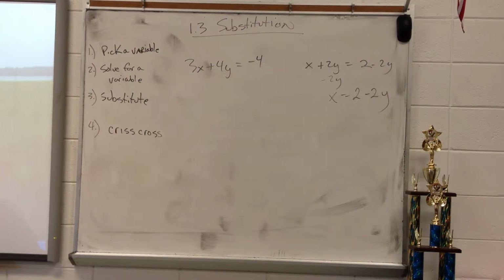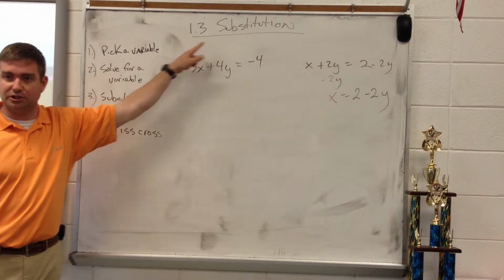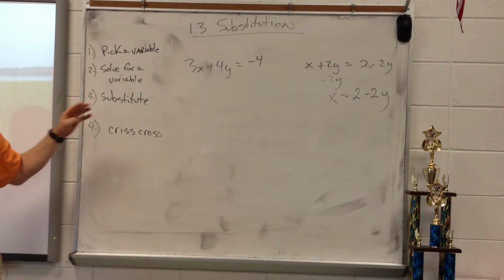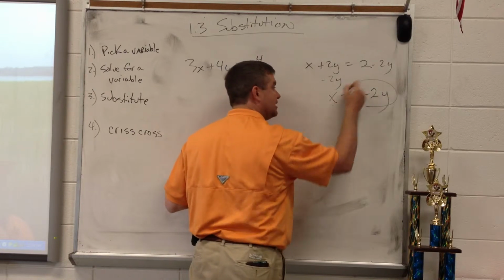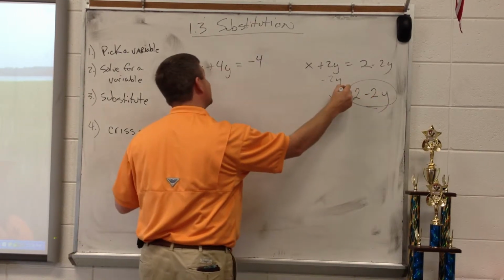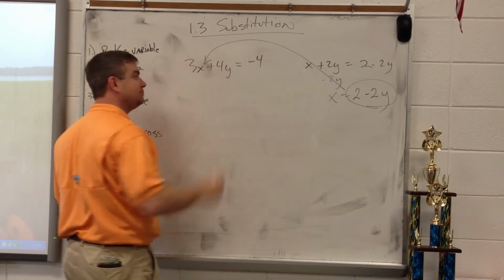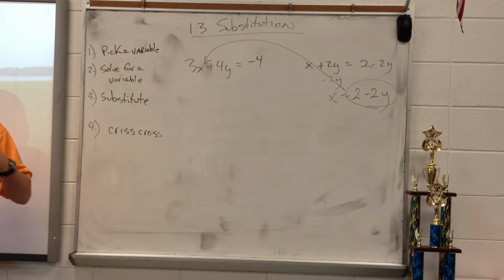Step number 1, pick a variable. Step number 2, solve for that variable. Step number 3, what method is this? Substitution, so we're going to substitute. Well, what are we going to substitute? We solved, and we now know what x equals. X equals this stuff. So I can take that information and substitute it into the other equation. That way, all I'll have are y's. I won't have 2 different variables.